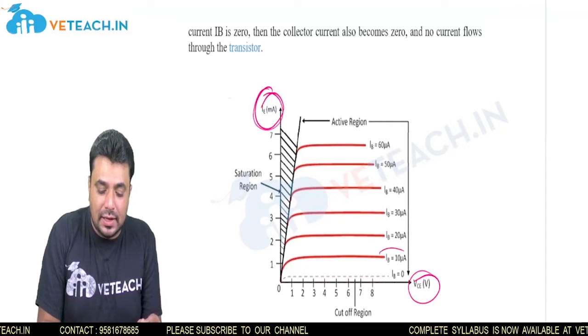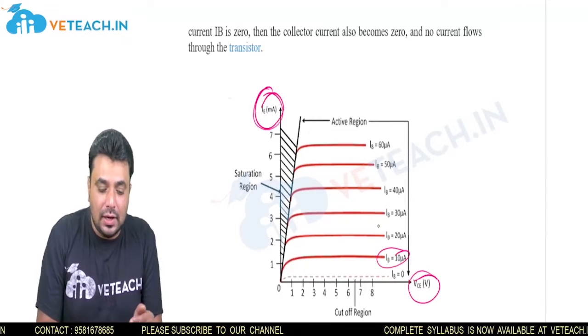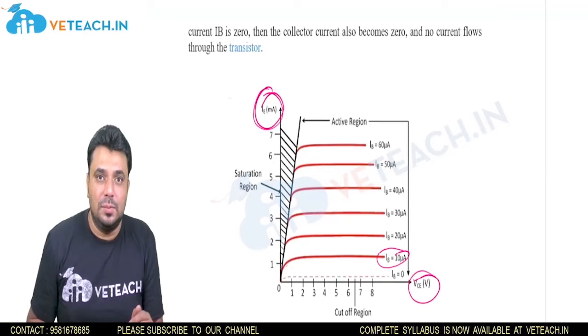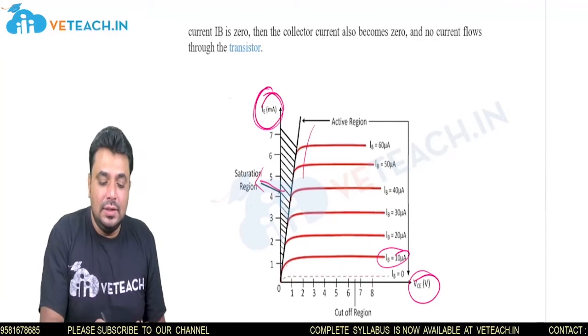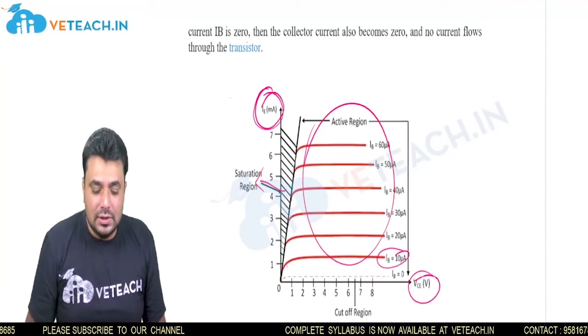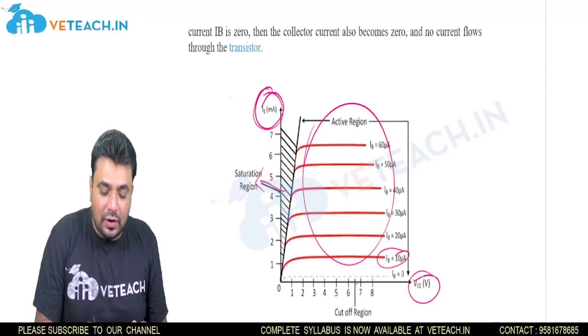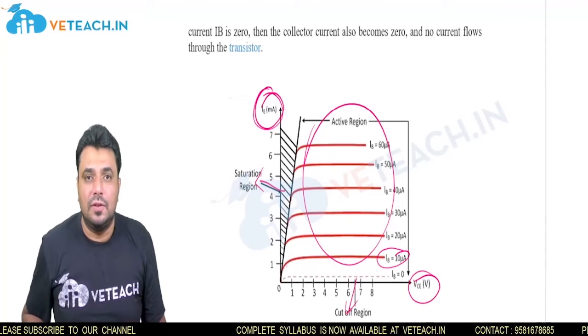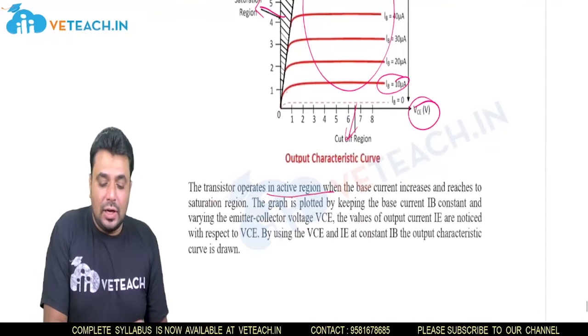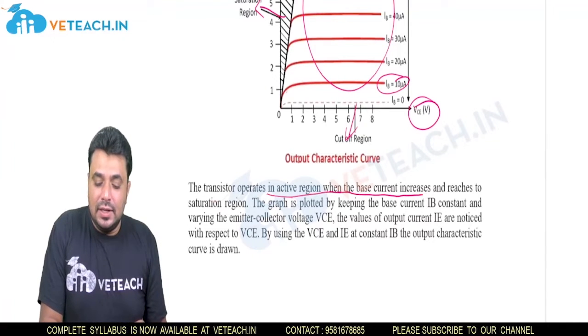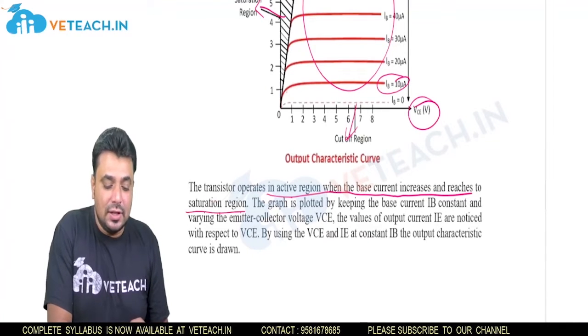with the input current constant. If you change the input current, the graph will change accordingly. We know that the left side is called the saturation region, this is the active region, and below zero is called the cutoff region. The transistor operates in the active region when the base current increases and reaches the saturation region.